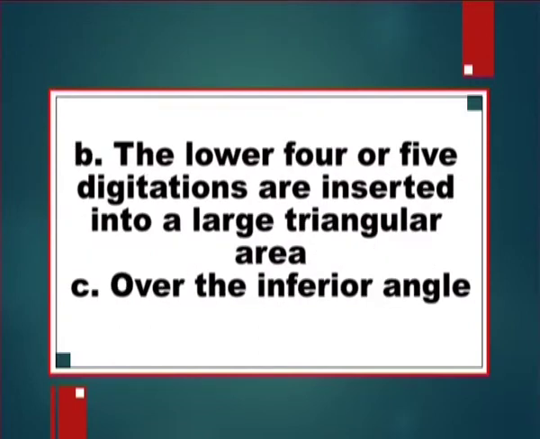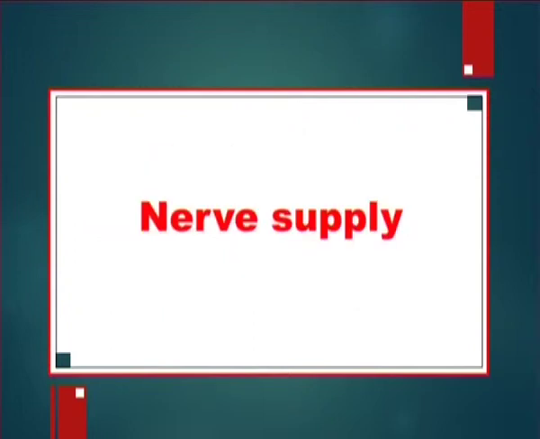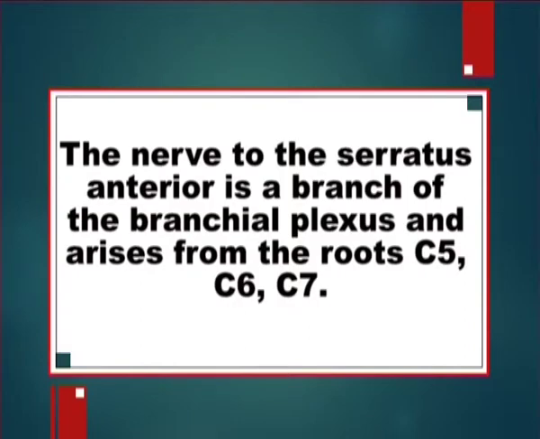The lower 4 or 5 digitations are inserted into a large triangular area over the inferior angle. Nerve supply. The nerve to the serratus anterior is a branch of the brachial plexus and arises from the roots C5, C6 and C7.